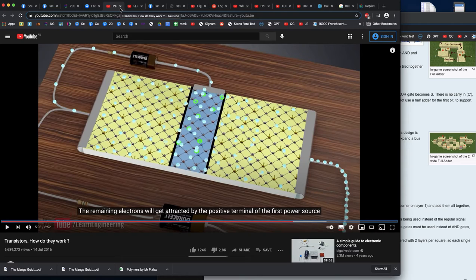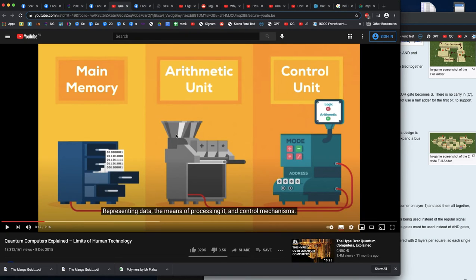Now, what do we do with these tiny switches? Well, what we do with these tiny switches is we make gates. So we're going to go back to Kierkegaard. They've got a video on quantum computers. I'm not interested in the quantum computer part. That's beyond our course. What we want to know is that computers are made up of parts.